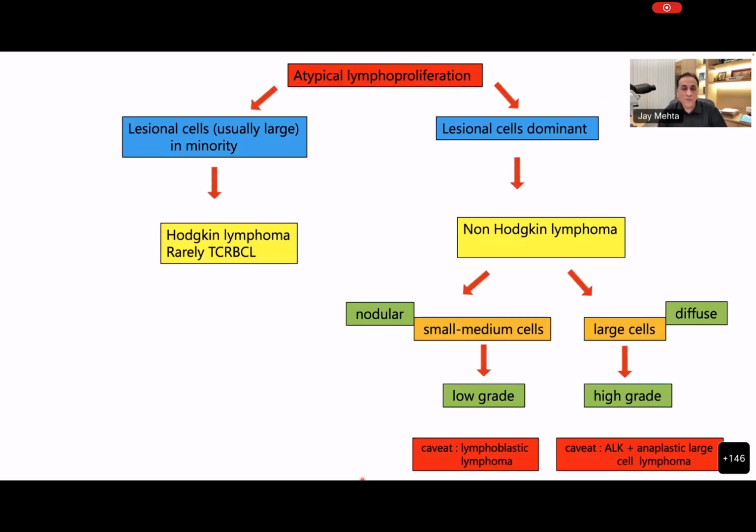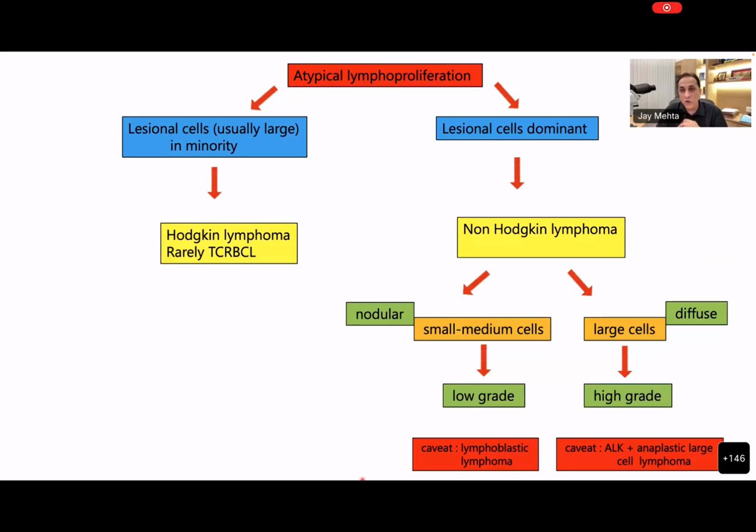So I'm going to end here with a small flowchart. If you have an atypical lymphoproliferation where the lesional cells are in minority, such as with HRS cells, then you would tend to think of a Hodgkin lymphoma of the classical type or the nodular lymphocyte predominance type. Rarely there's a T cell rich large B cell lymphoma, but it's an exceedingly uncommon disease. You don't see them very often.